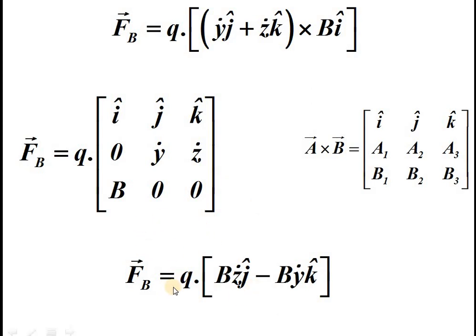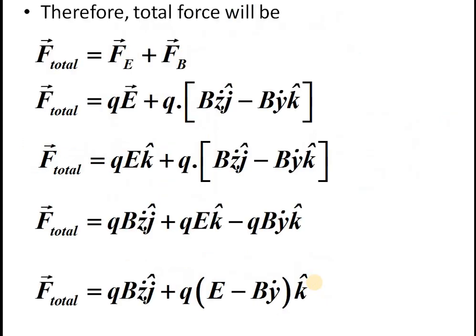If you do that, finally you will get the result: q times B, z dot j cap minus y dot k cap. It is a very simple calculation. Any one of you can do it. We need only this result. So now the total force on the particle will be the electric force plus the magnetic force.